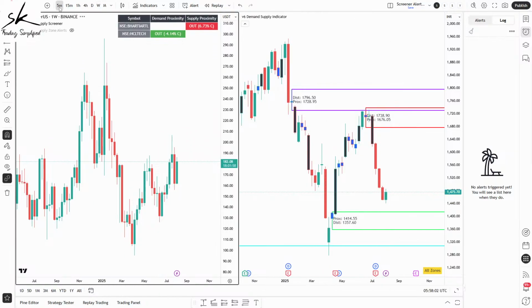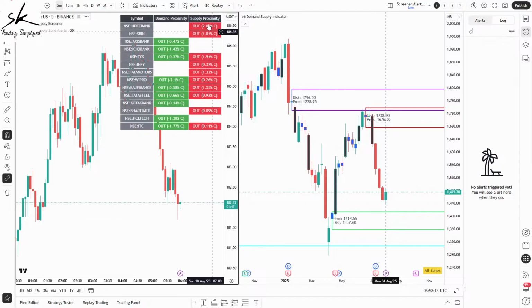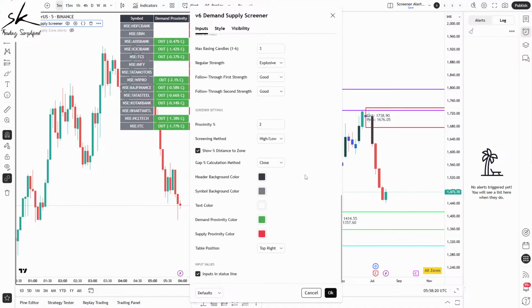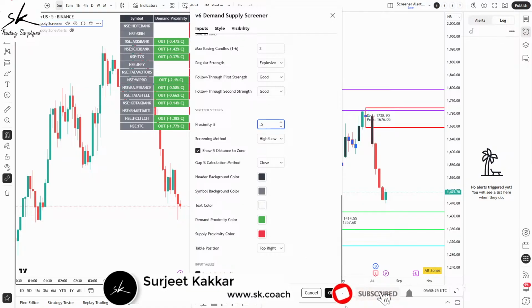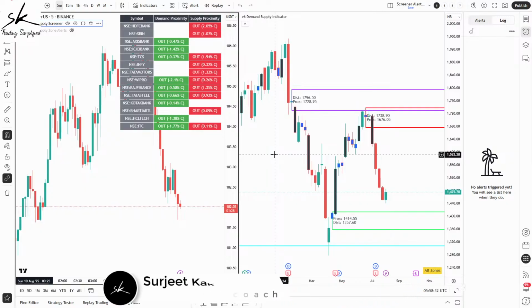Similarly, if I go to a 5 minutes chart, I will also get the results based on the 5 minutes chart. But on a 5 minutes chart, 2% is a pretty big move, so we might get a very big list. As an example, if I'm trading a very small time frame, let's say a 5 minutes time frame, I might want to see where I'm within 0.5%. So if I change it to 0.5%, the results will change, and now it will only show me symbols where we are almost 0.5% close to the demand area or the supply area.